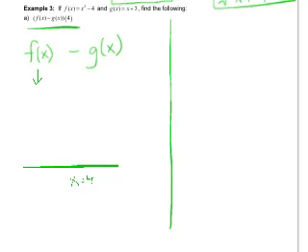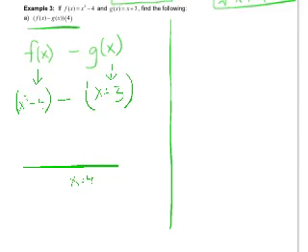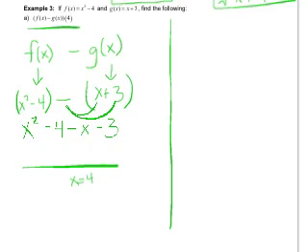So f of x is x squared minus 4. g of x is x plus 3, and I'm subtracting. So what do I need to make sure I include here? Parentheses. If you want to put it here, you can, but what's really important is that you put parentheses on the subtraction one. So what this really means is that I have x squared minus 4 minus x minus 3, which is x squared minus x minus 7.